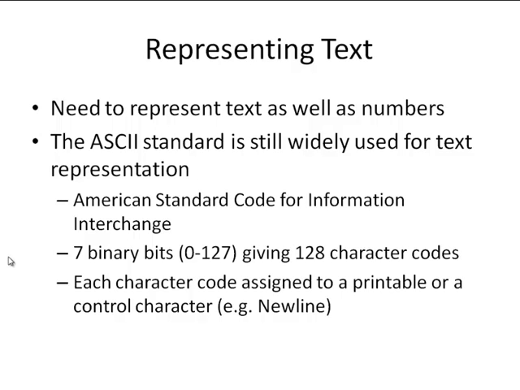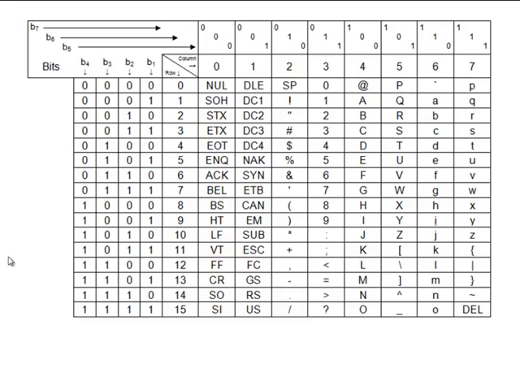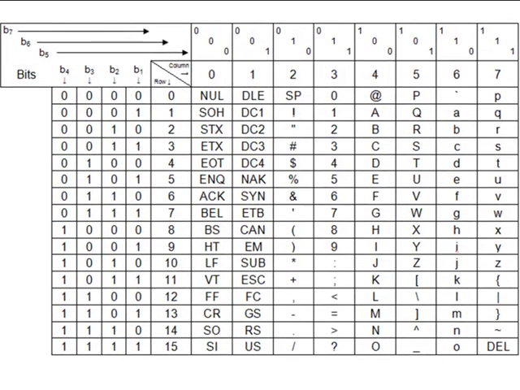So we've got a pattern of zeros and ones that gives us 128 different possible codes, and each of these binary codes gets assigned to a different character, a different piece of text. Many of these are the alphabet characters, but there are also some control characters, such as new line. And here's an ASCII table.